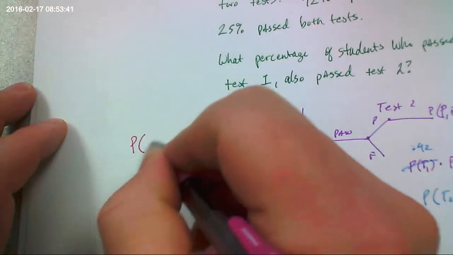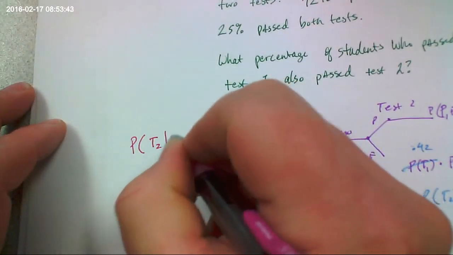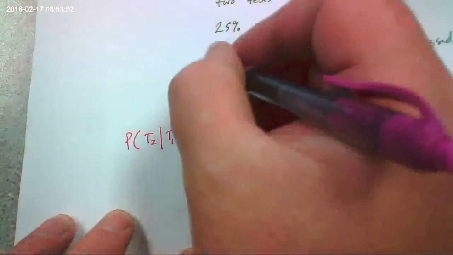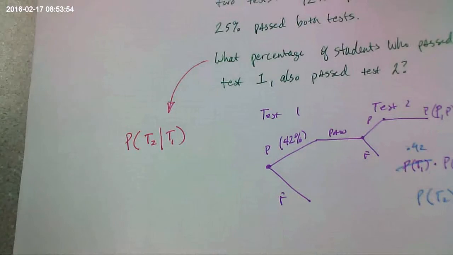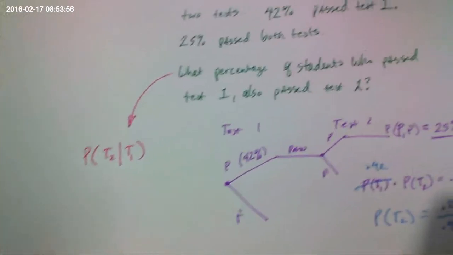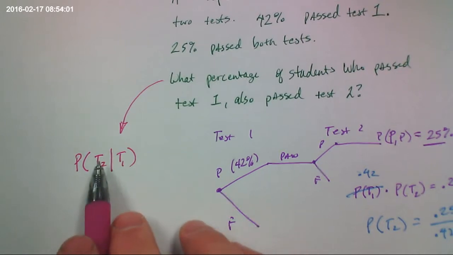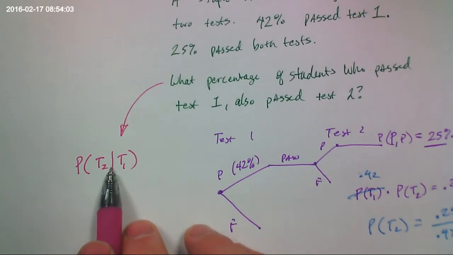So in math, that's how you would write pass test 2 given you pass test 1. That question right there is how it's written with probability notation. The probability that you pass test 2 given that you pass test 1.